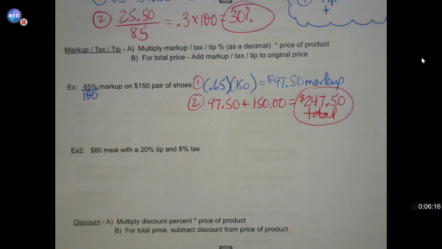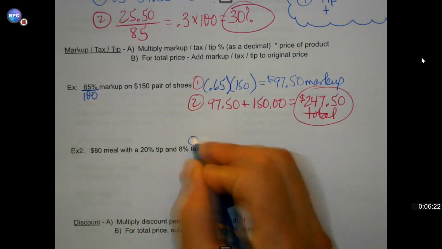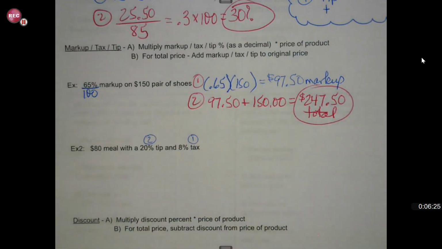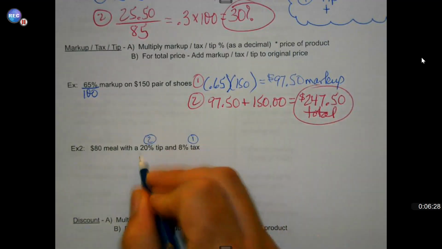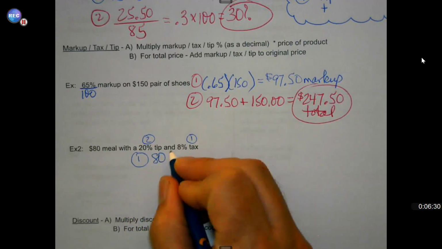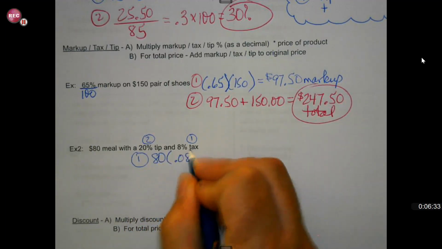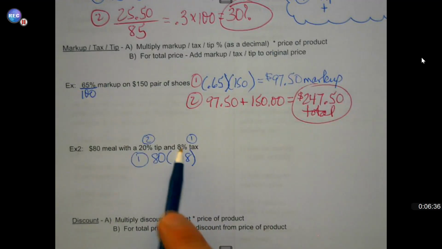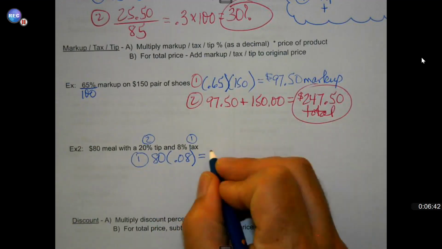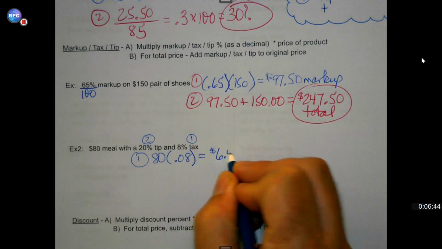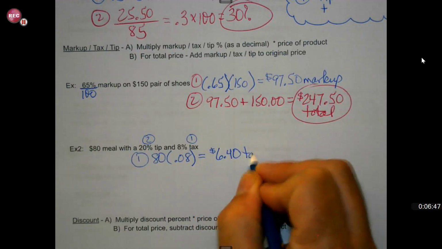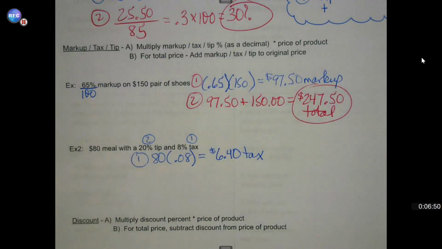So, let's come back down for a minute. $80 meal with a 20% tip and 8% tax. This gets done first. This gets done second, because tip comes after tax. So, $80 times 0.08, because again, divide by 100. Even do that, right on your paper if you need to remind yourself of that. Okay. So there's my tax on my meal.